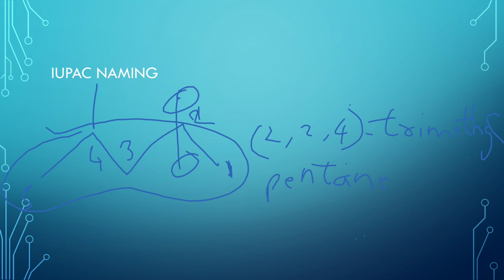So that's all for today. Today we have discussed the naming of alkanes. In the next lecture, we'll be discussing the naming of alkenes and alkynes.